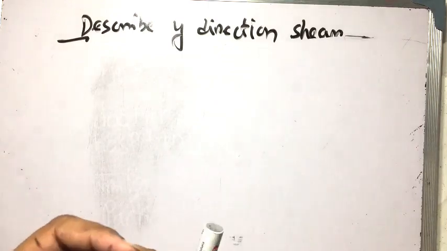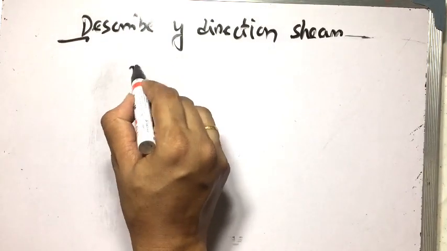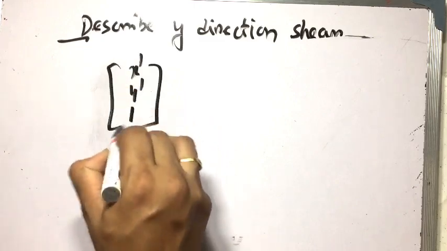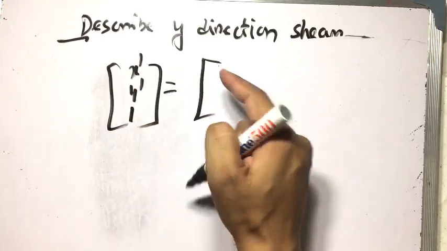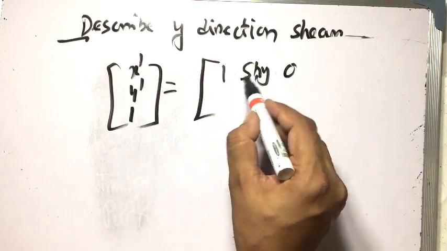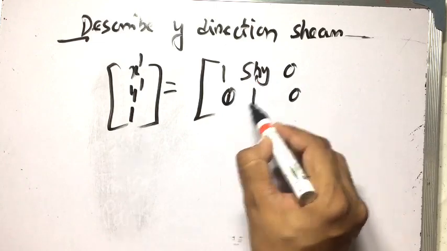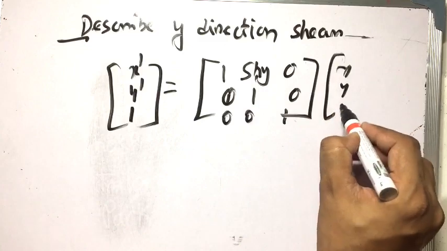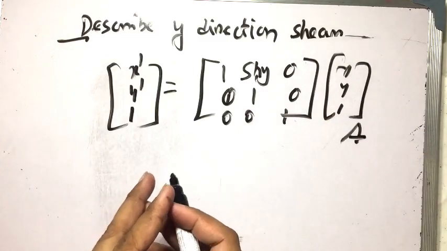We know the shear is the technique through which we can change the shape, we can distort the shape of an object. There are different shearing forces: we can apply shearing along x direction, we can apply shearing along y direction. In case of shearing along y direction, the matrix is x dash, y dash, 1 equals [1 0 0; sh_y 1 0; 0 0 1] into x, y, 1. This is the answer. But how is this answer achieved?